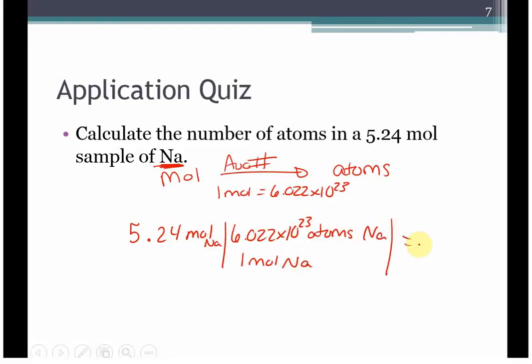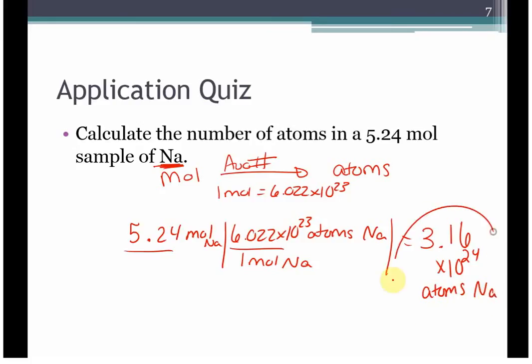And so in our calculator, we're going to enter 5.24 times 6.022 times 10 to the 23rd, and that's going to give us 3.16. We have three sig figs here, four here, so I'm going to use three. So it's going to be 3.16 times 10 to the 24th atoms of sodium, and that's our answer. Make sure you are looking at the number of sig figs and make sure you are setting up your problems.